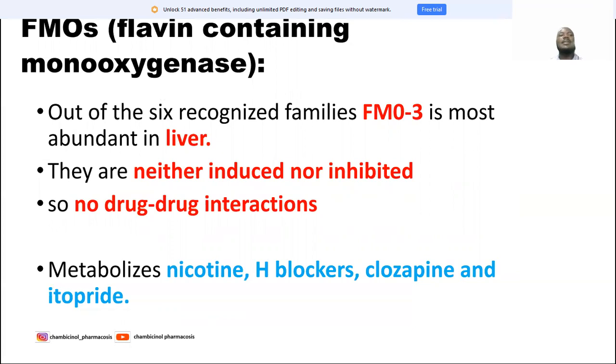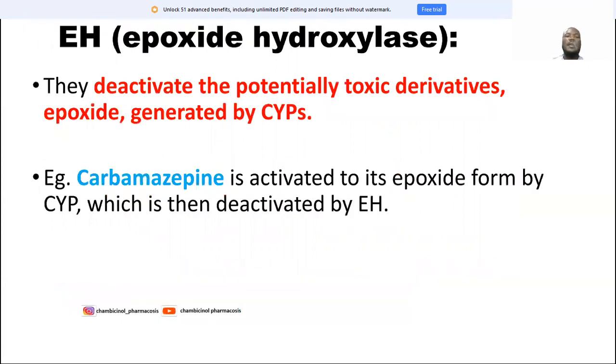The drugs that can be metabolized by this enzyme in the process of oxidation include nicotine, the histamine blocker, clozapine, and itopride. These are just a few drugs that can be metabolized by these flavin-containing monooxygenase enzymes in the part of oxidation.